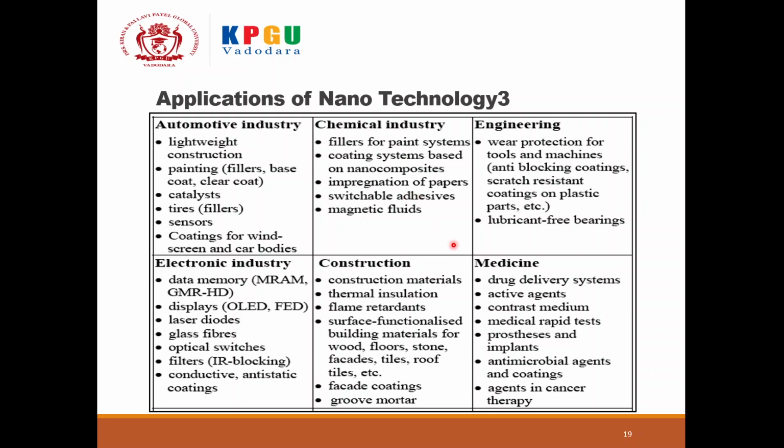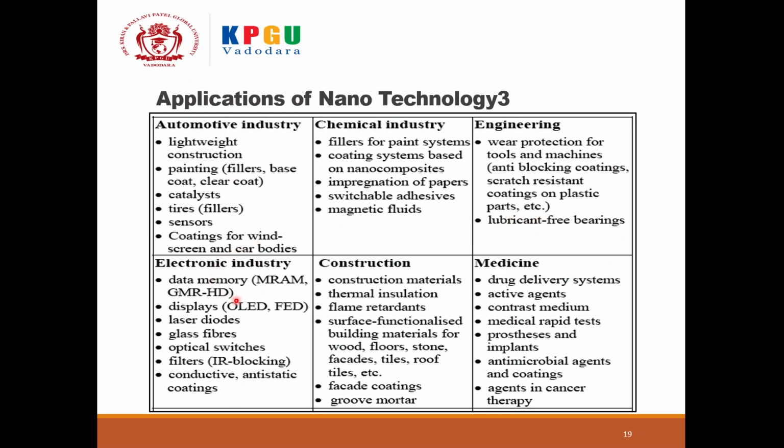In the chemical industry: filler for paint system, coating system, switchable adhesive, magnetic fluid. These are also applicable for the environmental industry. In mechanical engineering, we see wear protection for tools and machines, lubricant-free bearing, and there are many other examples in mechanical engineering.